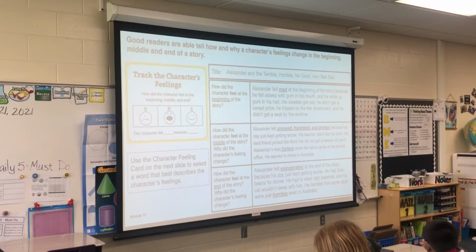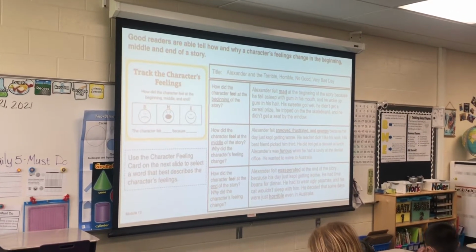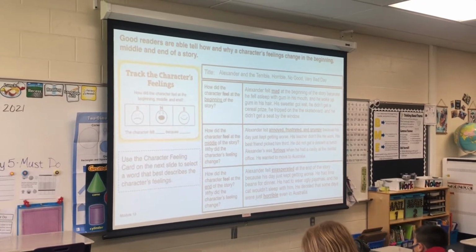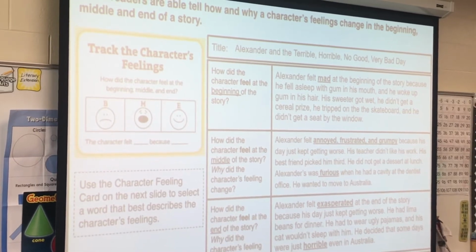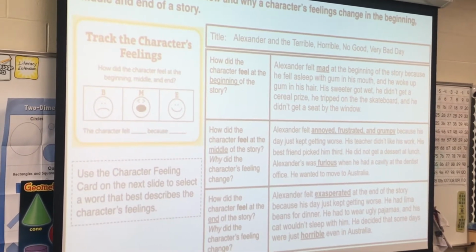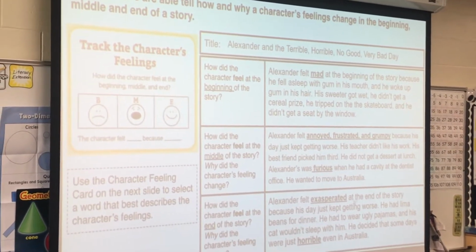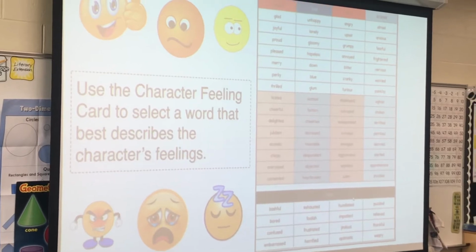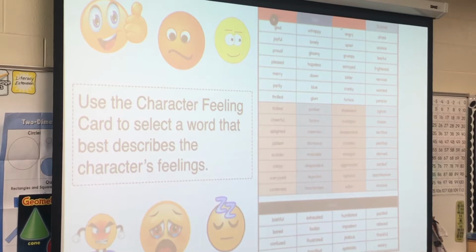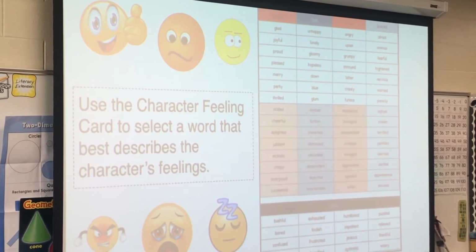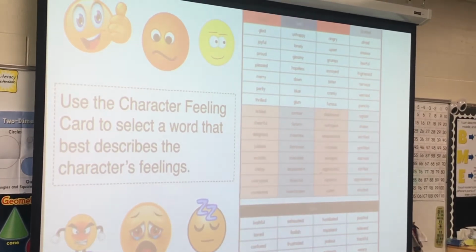Terrible, Horrible, No Good, Very Bad Day. Remember we talked about how Alexander was mad at the beginning, and mad was an okay word at the beginning. But then his day just kept getting worse and worse and horrible and no good and very bad. So we had to change that word mad to something that was more specific, that explained his feelings. And we used this chart to help us. We found the word mad, and we saw there were lots of choices. Lots of choices that could more specifically describe the feeling of mad.